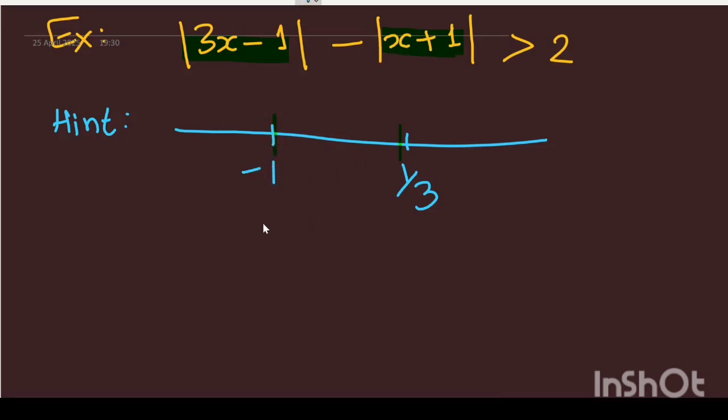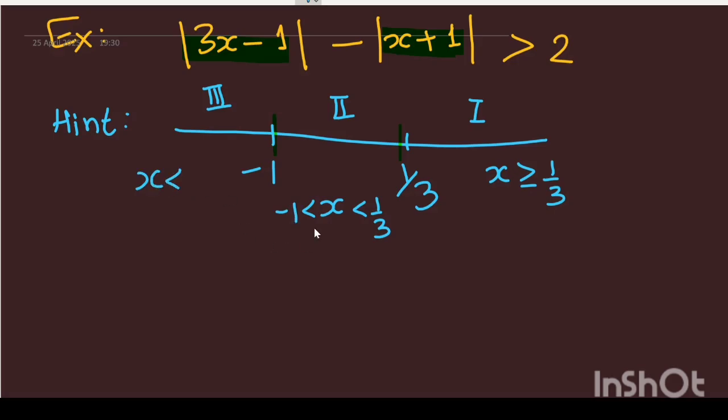Okay, and then we will take three cases: first, second, third. What is the first case? Yes, first case is x is greater than equal to 1 by 3. What is the second case? Less than 1 by 3 but greater than minus 1. And third case would be x less than minus 1. Okay, so all these three cases we will solve, guys.